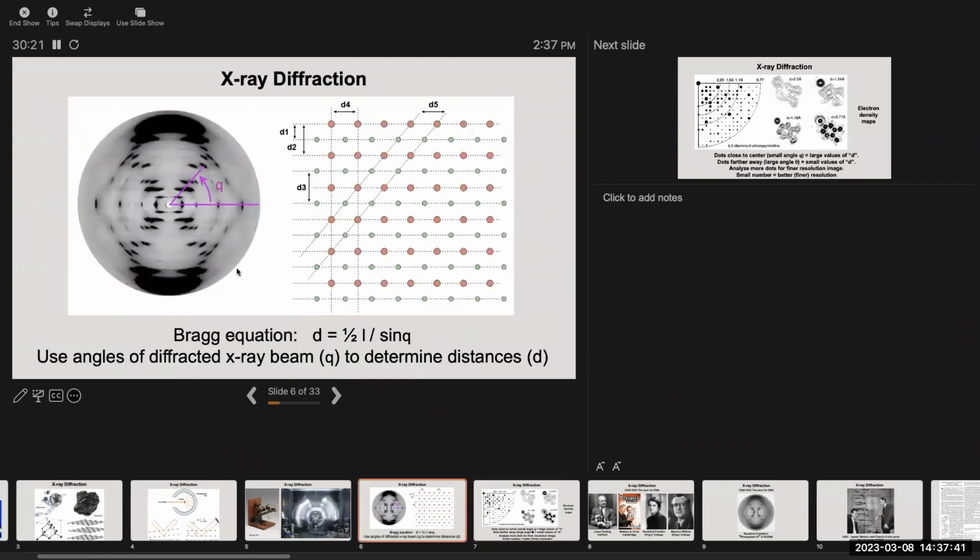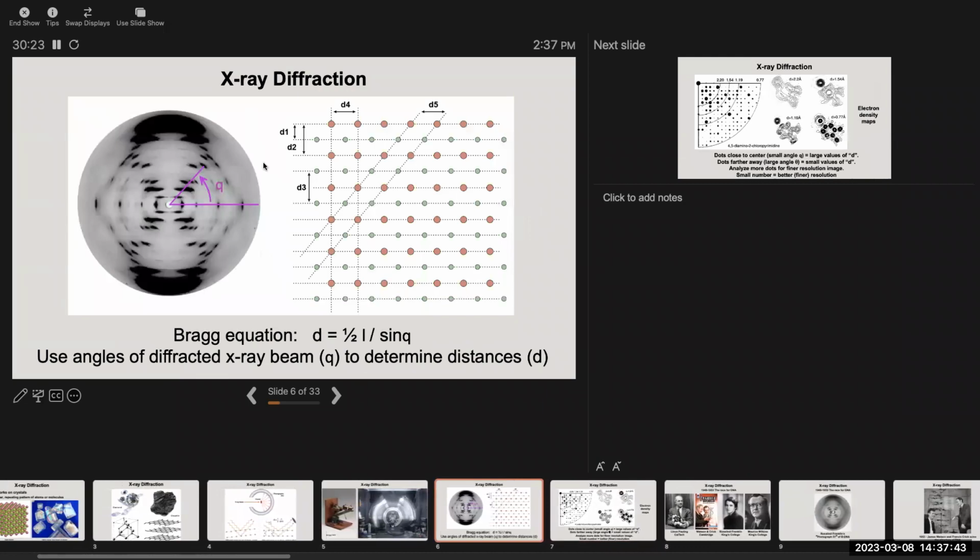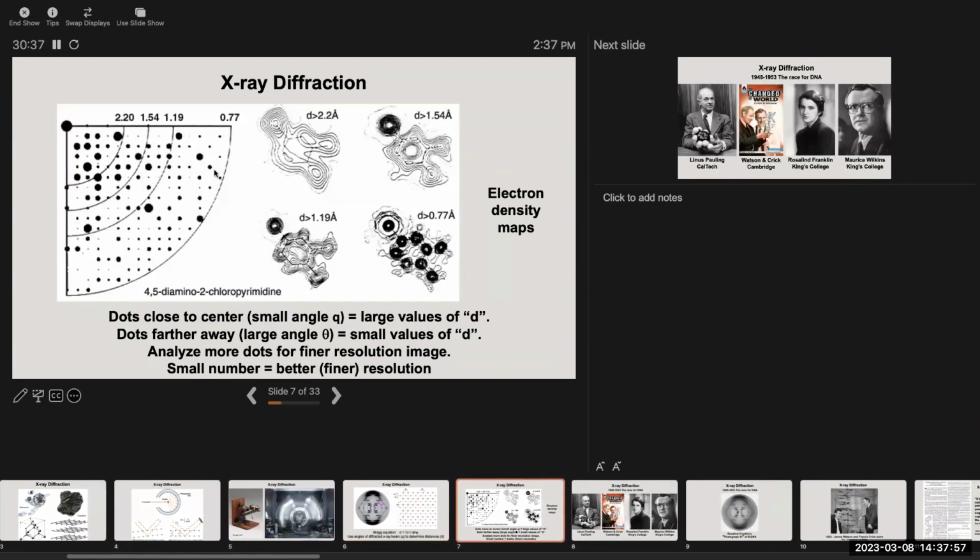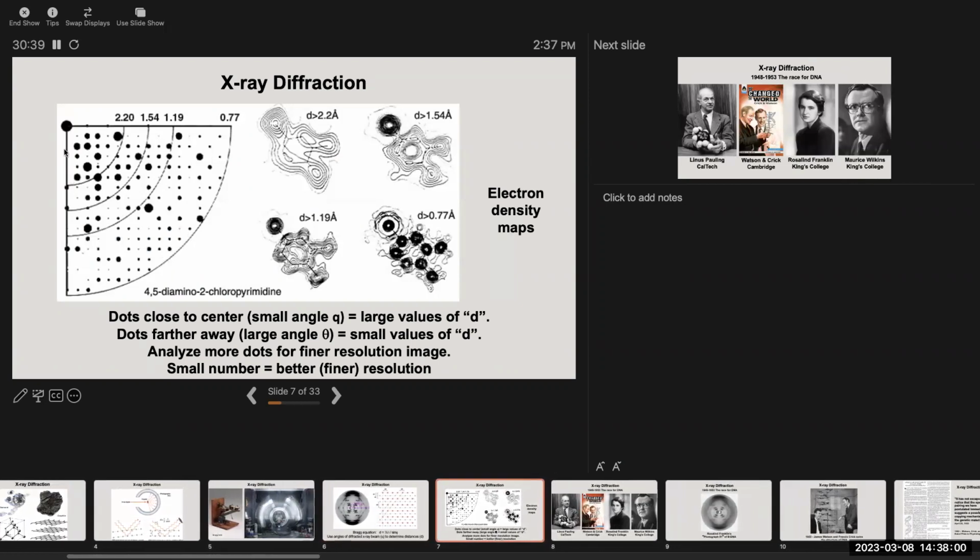So on the previous slide, we saw what an X-ray diffraction pattern looks like. It's this circular piece of photographic film with these little black dots representing places where the X-ray beam was in phase and actually exposed the photographic film. Here's another representation of that. This is a simplified schematic of that.